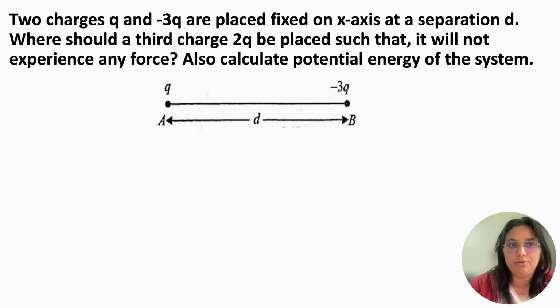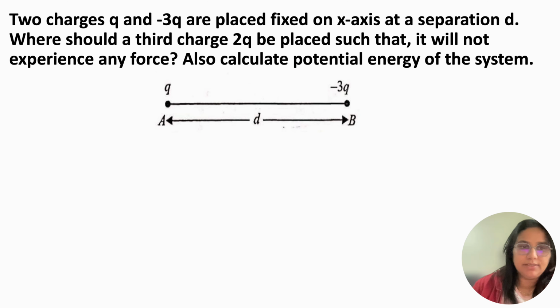Two charges q and minus 3q are placed fixed on the x-axis at separation d. Where should a third charge 2q be placed such that it will not experience any force? Also calculate the potential energy of the system. What we are solving for is the position of a third charge 2q where it experiences no force, and the total potential energy of the system.